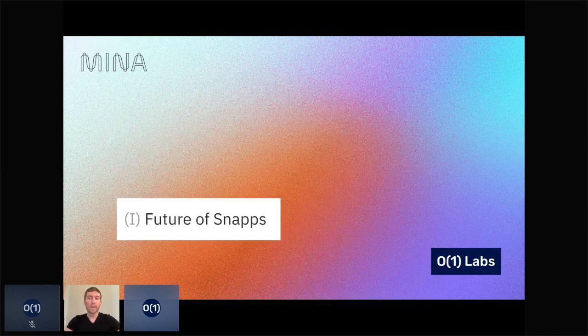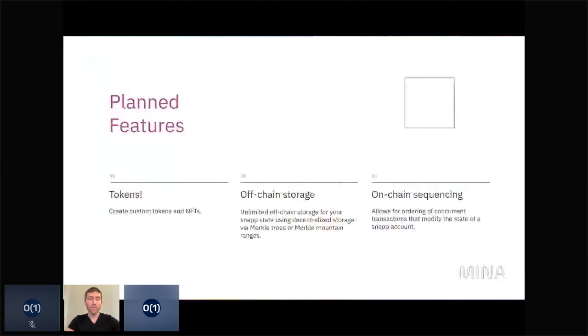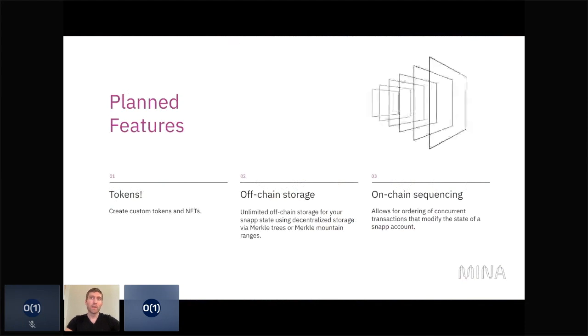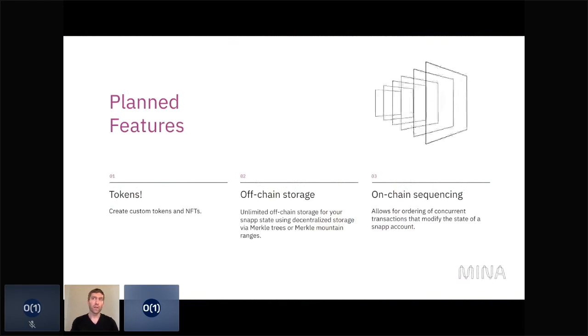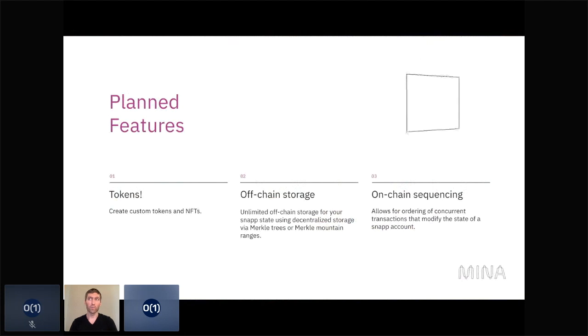Okay, future of Snapps. In addition to our Snapps public testnet that we have planned for early 2022, we have some exciting things planned, and we want to give you a preview of these. Some upcoming features: the ability to support custom tokens and NFTs. Should open up a lot of different use cases, particularly around DeFi. We'll also be adding support for off-chain storage in the future, which will allow your Snap state to be potentially unlimited. And then within the on-chain state, you could just store the roots of a Merkle tree or the data for a Merkle mountain range.